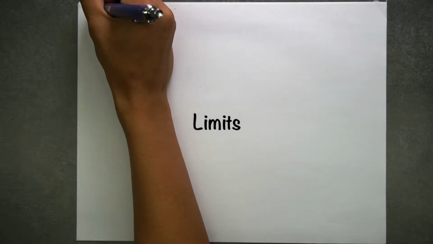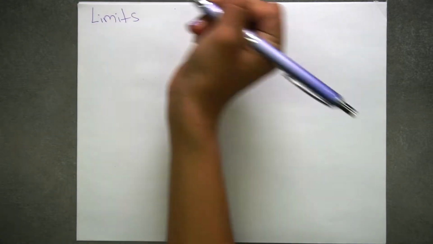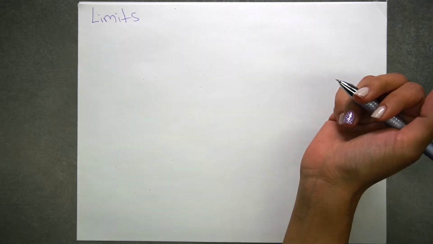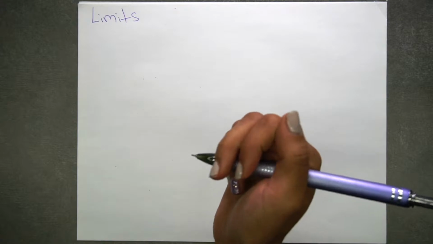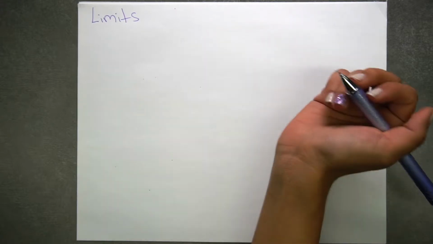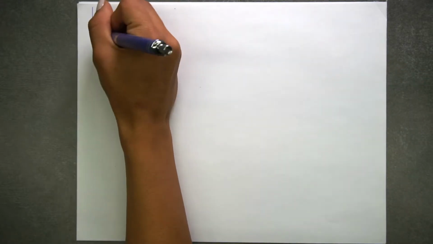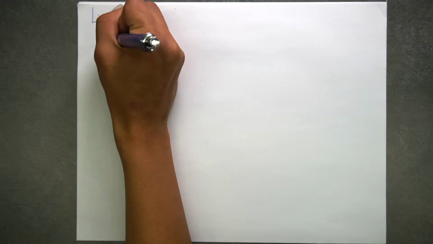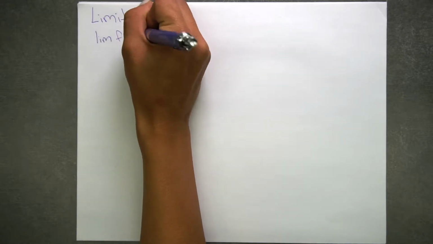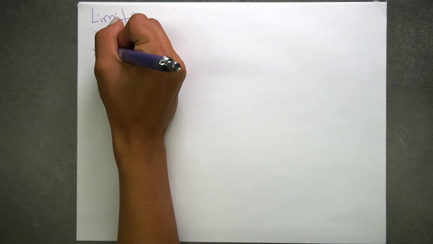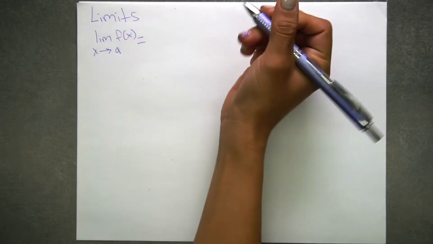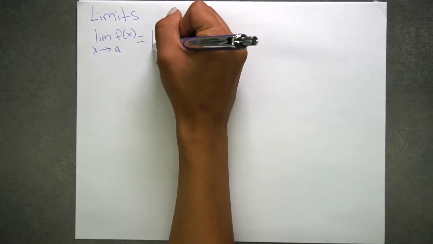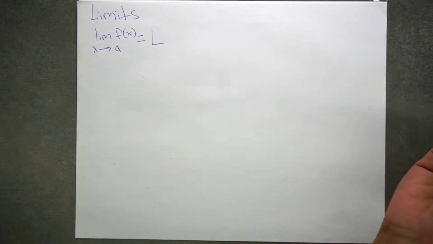I'm going to be talking a little bit about limits. So basically, a limit is some value of y that a function approaches at some x value. The notation we use to describe this is we write the limit of some function f of x as x approaches some number, we can call it a, that equals some y value, let's call it L.